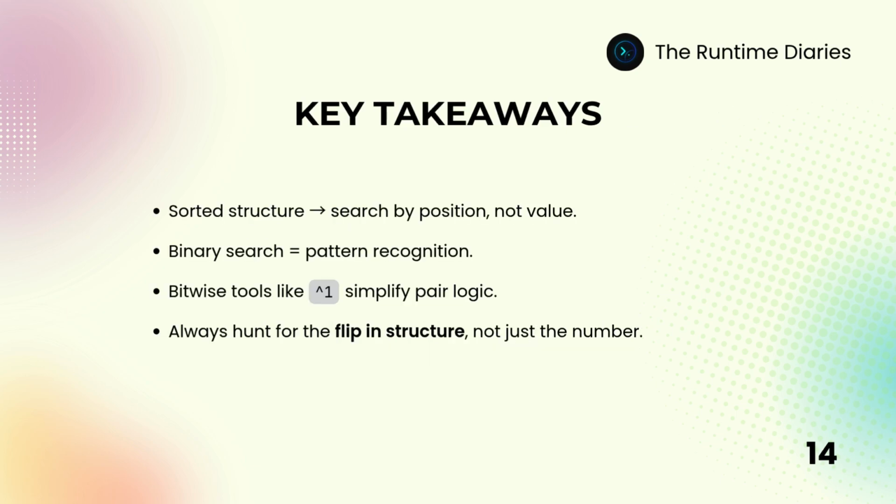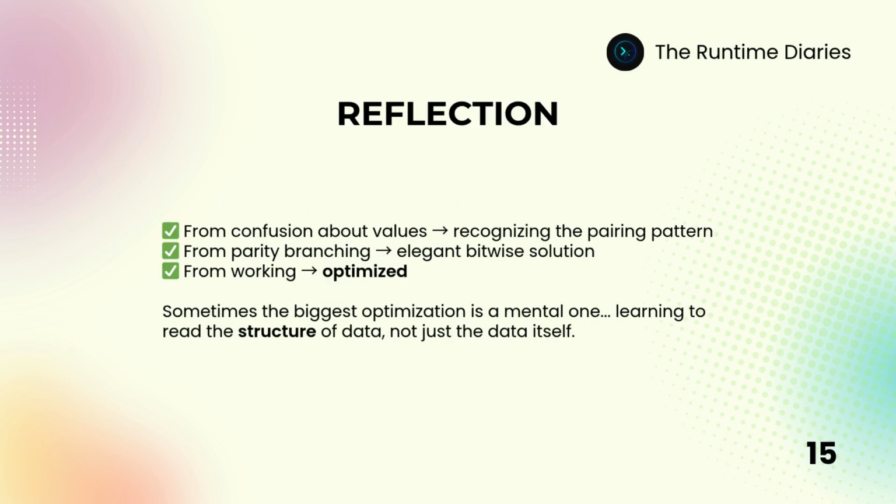A few lessons to keep in mind. A sorted structure lets you search by position, not value. Binary search is really pattern recognition, not just division and midpoints. Bitwise tools like XOR 1 simplify pair logic beautifully. Always look for the flip in structure, not just the number you see. From confusion about values to recognizing the pair pattern, from branching logic to an elegant bitwise solution, from working code to optimized clarity. Sometimes the biggest optimization isn't in your code. It's in how you see the problem.